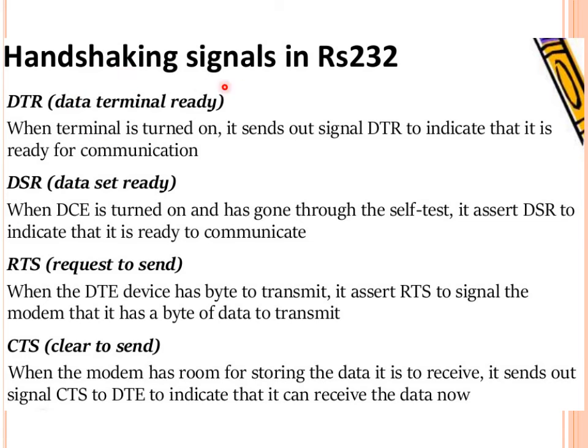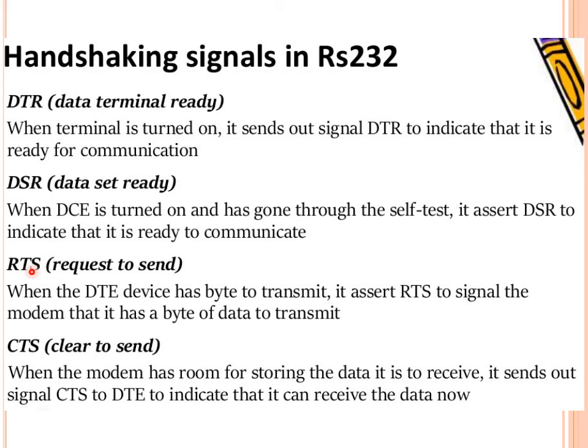Next we will see the handshaking signals in RS-232, and the functions of each of the pins. DTR is data terminal ready. When this terminal is turned on, it sends the DTR signal to indicate that it is ready for communication. Next is DSR, data set ready. When the DCE is turned on and has gone through self test, it asserts DSR to indicate that it is ready to communicate.